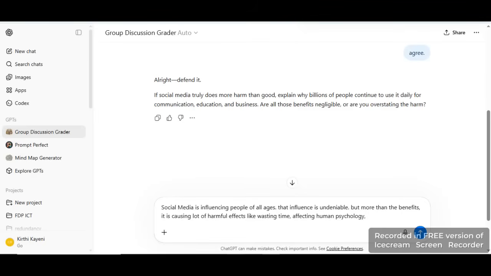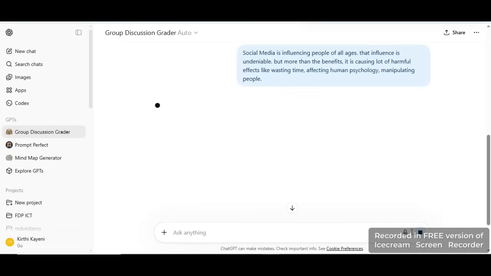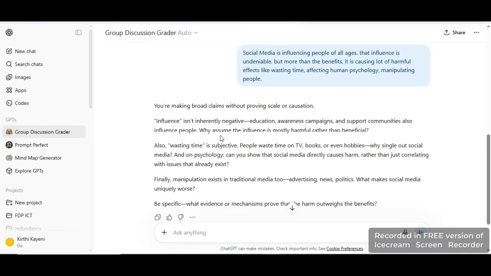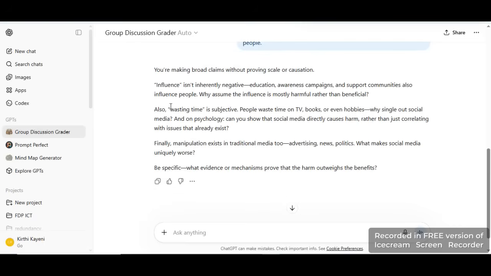After that, see how it is defending like a real person. Each one of my points is being shattered. I've talked about influence, wasting money, human psychology, and manipulating people, and each one of my points is shattered by ChatGPT. Now I'm going to think of something else to defend my point. So I'm doing that.